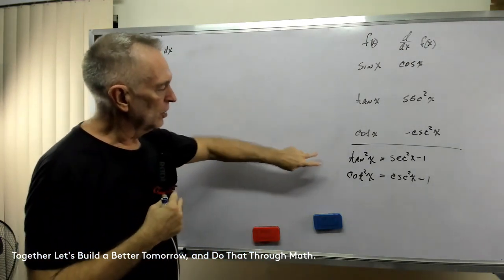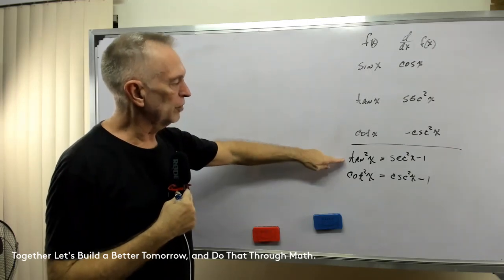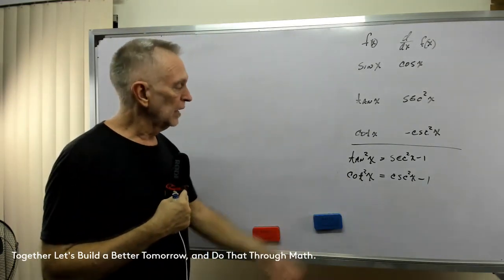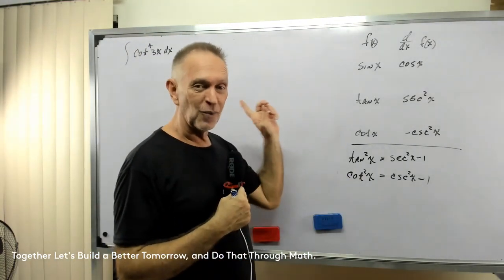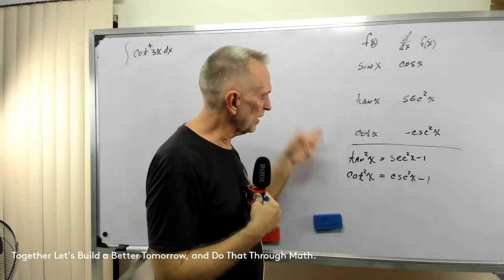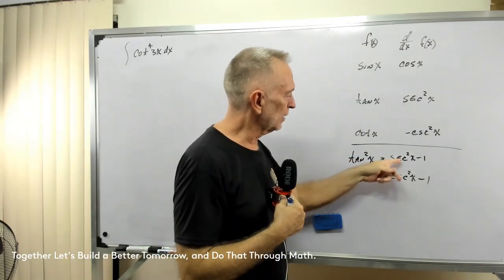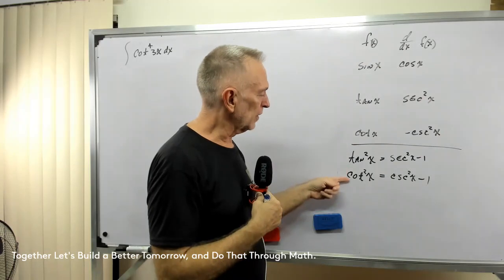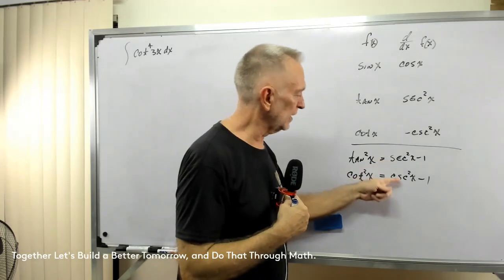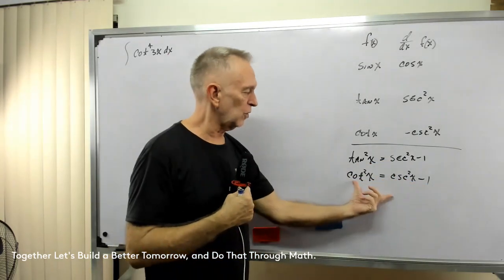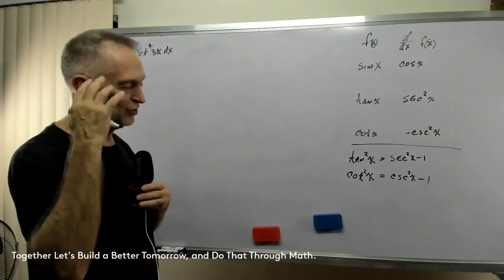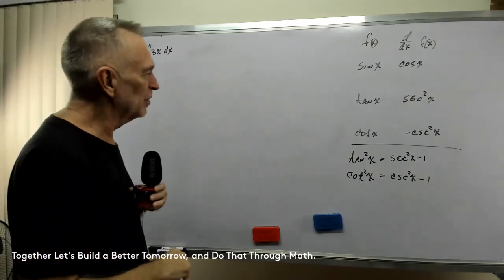Now there are two identities, and we're all familiar with tangent squared x equals secant squared x minus 1. We use it all the time. I don't use this one quite so much, and that's why I want to work this problem for you tonight. Cotangent squared x equals cosecant squared x minus 1. So just put the co in front of them and you got the same thing. Well, obviously it's different, but it sounds easy enough that you can remember that.